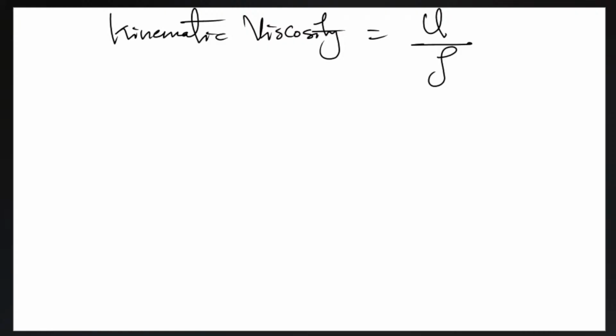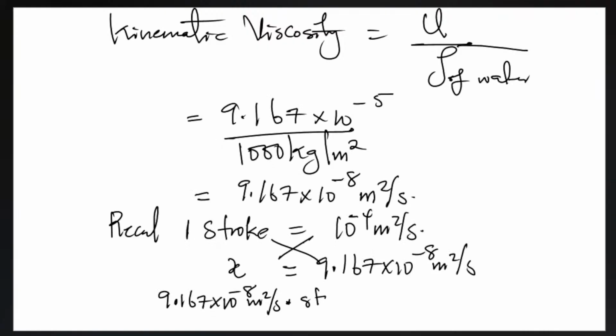Now if you cross multiply, this is multiplying this, and x is multiplying what we have here, right? Now if you do that, you simply have this to be 9.167 times 10 raised to the power of -8 meter square per second. Remember, this is multiplying 1, so it still remains the same thing. But the only thing that will be added to your value here will be strokes. So this will be multiplying strokes.